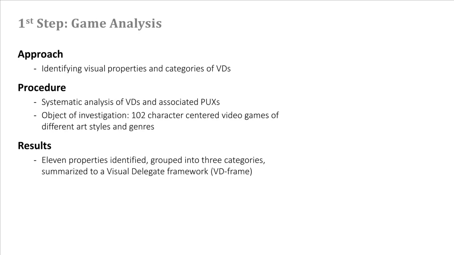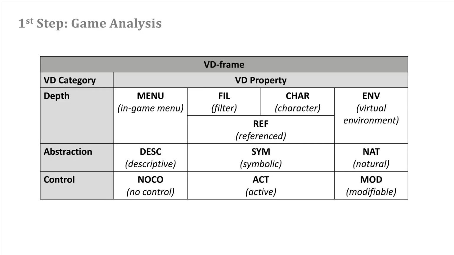In the first step, we conducted a systematic analysis of 102 character-centered video games. We identified 11 visual properties of the visual delegates we found and grouped them into 3 categories. We summarized these results in a visual delegate framework. The table shows the visual delegate framework.